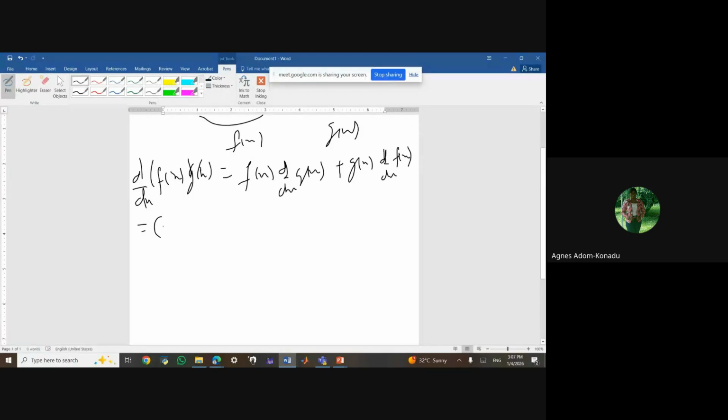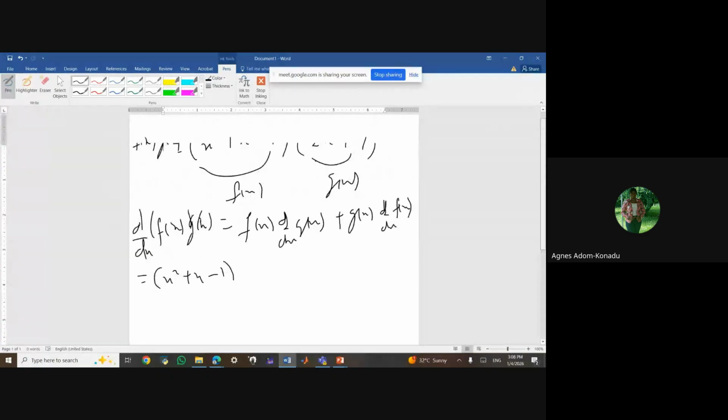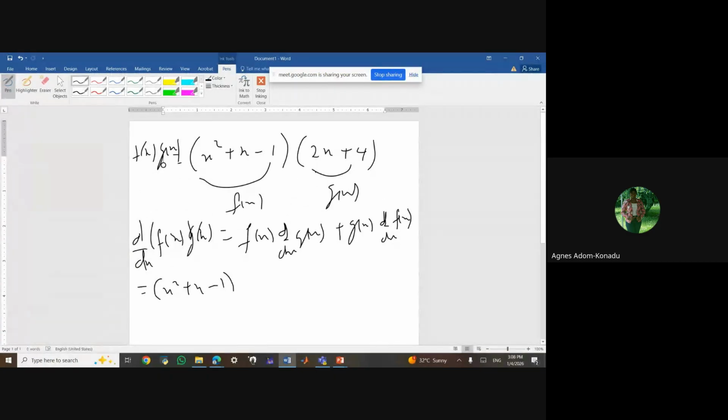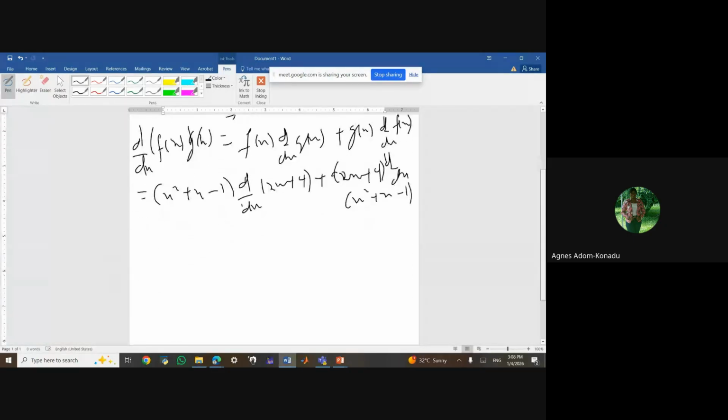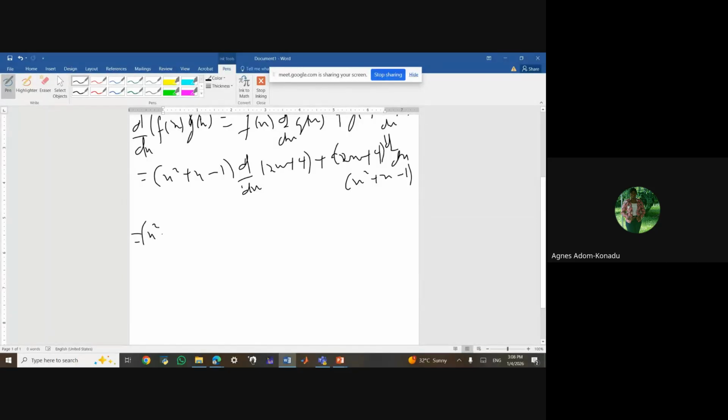So my f of x is x squared plus x minus 1. So I'll keep that one. Then I will differentiate 2x plus 4, so d dx of 2x plus 4. Then plus the next one, I will keep 2x plus 4. Then I will differentiate my f of x, which is x squared plus x minus 1. Okay, so let's continue. This is x squared plus x minus 1. Then differential of 2x plus 4.